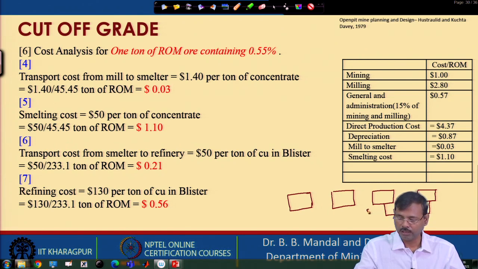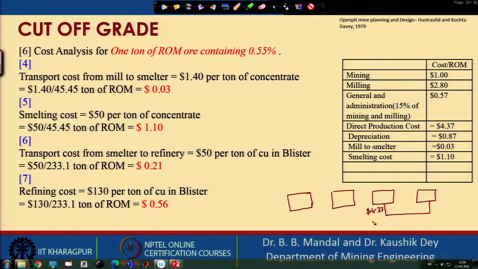So, the mining cost together here is $4.37, depreciation is $0.87, and we have seen the transportation cost from here to here is 0.03, and the smelting cost here is $1.10. So, up to this we have already calculated.